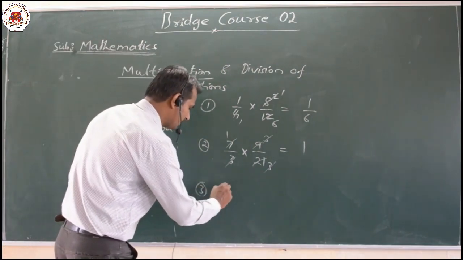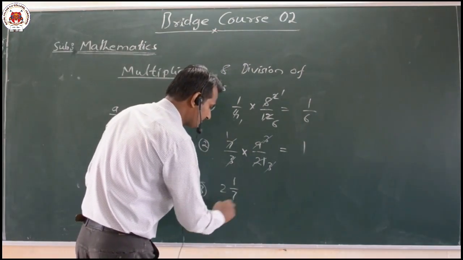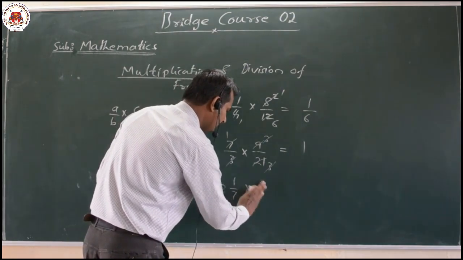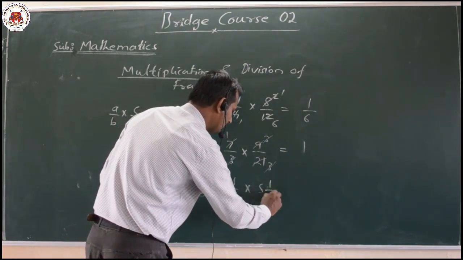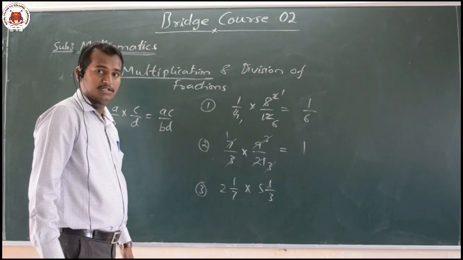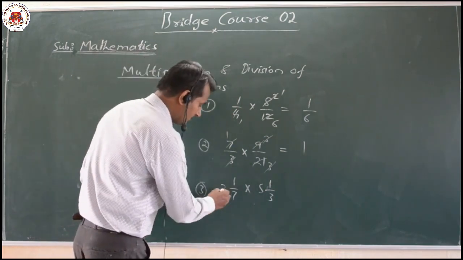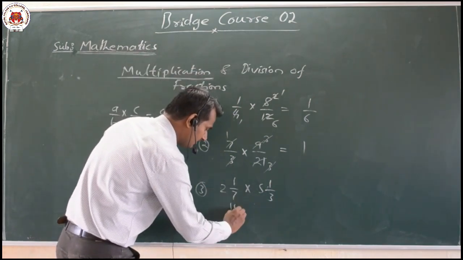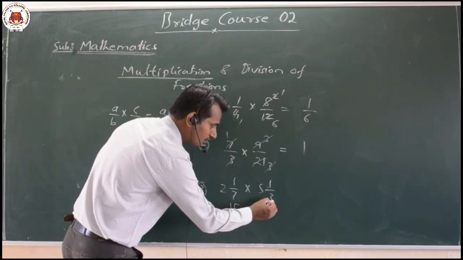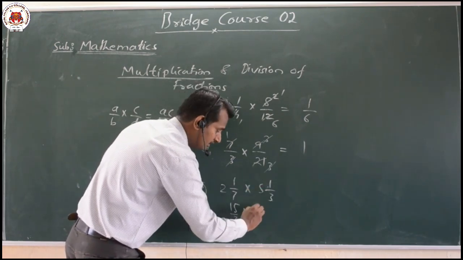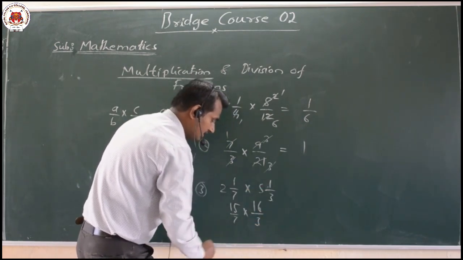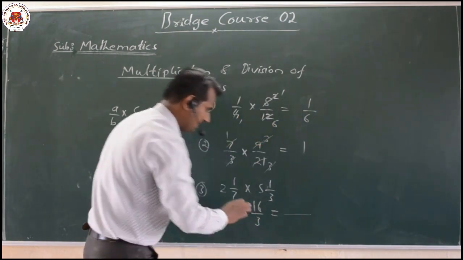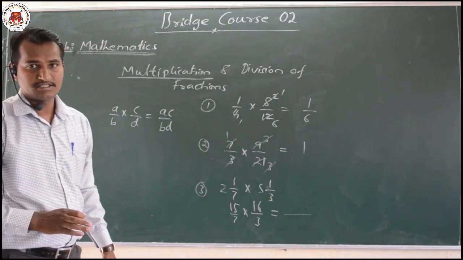Now let us take an example related to our mixed fraction. Third one, mixed fraction. 2 into 1 by 7 into 5 into 1 by 3. How we have to solve here? First of all, 7 2s are 14, 14 plus 1, 15 by 7 into 5 3s are 15, 15 plus 1, 16, 16 by 3. Then afterwards multiply it, and that in turn will give your required result here.